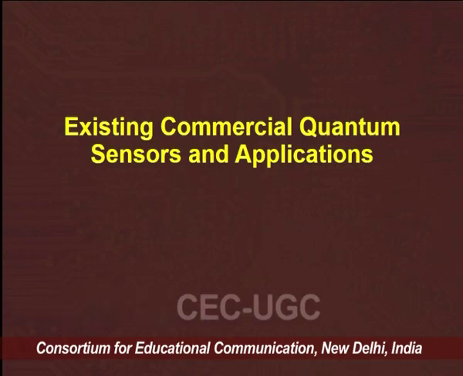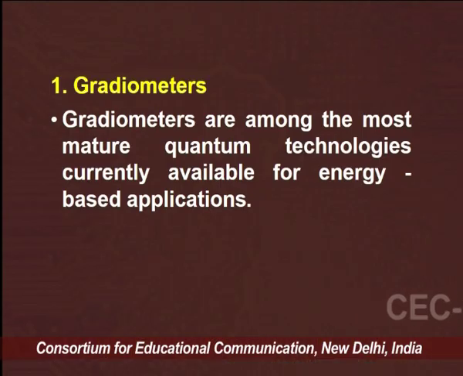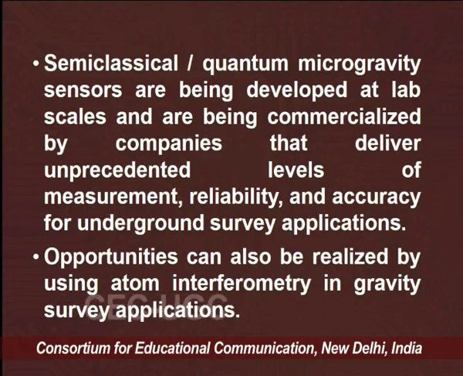Now we discuss some of the existing commercial quantum sensors and their applications. What types of quantum sensors are available right now? It is the gradiometer, so let's first discuss gradiometers. Gradiometers are among the most mature quantum technology currently available for energy based applications. Semi-classical quantum microgravity sensors are being developed at lab scale and are being commercialized by companies that deliver unprecedented levels of measurement reliability and accuracy for underground survey applications.